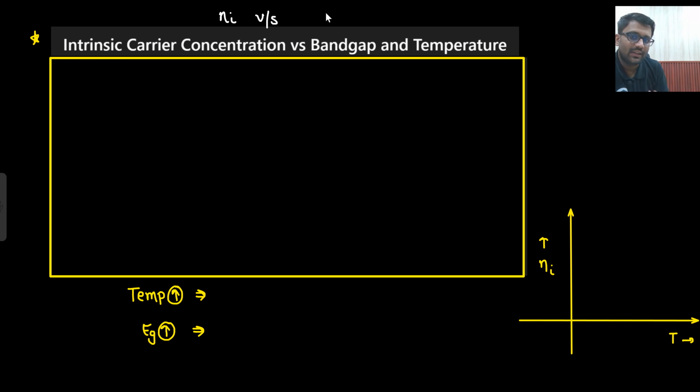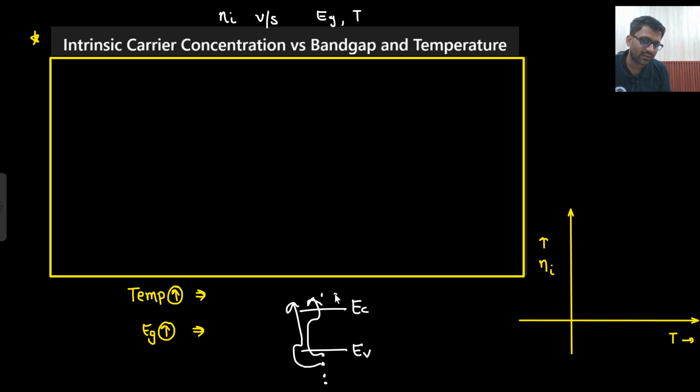But it will have an effect on Eg as well and temperature as well. So first let's understand by our simple concept. What was the condition at 0 Kelvin? This was your valence band, this was your conduction band. I am talking about intrinsic semiconductor, that means pure silicon. The valence band was filled with electrons and the conduction band was empty. As the temperature increases, at 300 Kelvin, some electrons went to the conduction band. So in the conduction band there were some free electrons and here there were some holes.